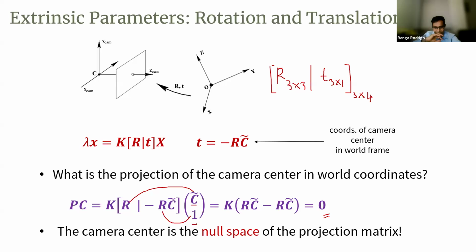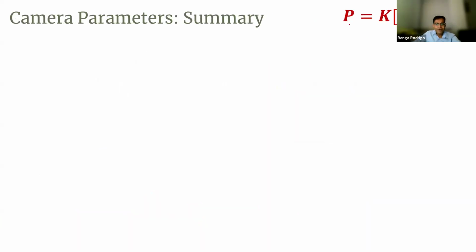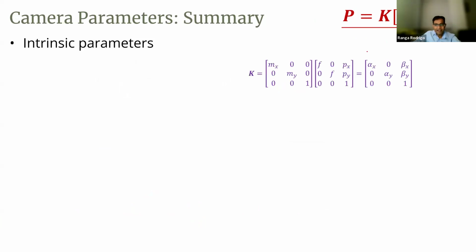The camera center is the so-called null space of the projection matrix. That means when you do this P times C, you get zero. So if you know about these null spaces and so on, you can think about it. Okay, so in summary, this is the camera matrix K[R|T].